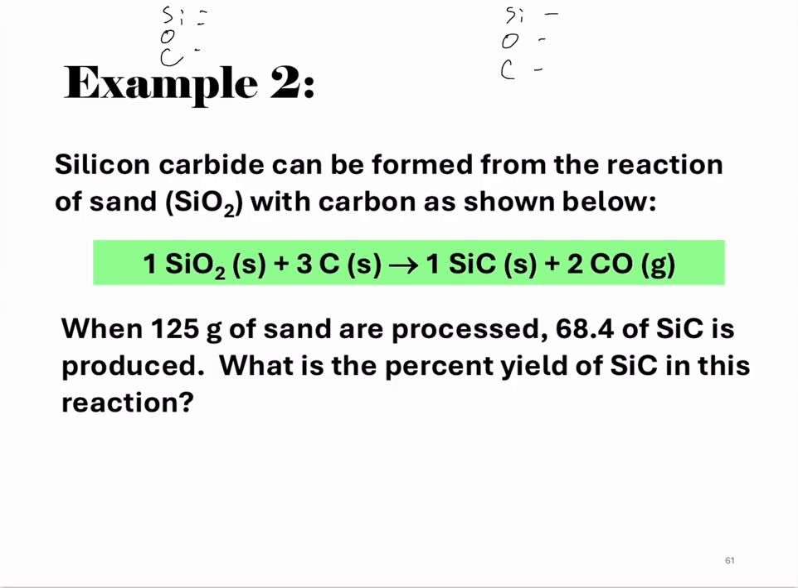So on the reactant side, how many silicon atoms do we have? 1. How many oxygens do we have? 2. And how many carbon atoms? 3. All right. What about on the product side? How many silicon atoms do we have? 1. How many oxygen atoms do we have? 2, right? Because we have 2 carbon monoxide molecules and each one has 1. So that's a total of 2. And how many carbon atoms do we have?